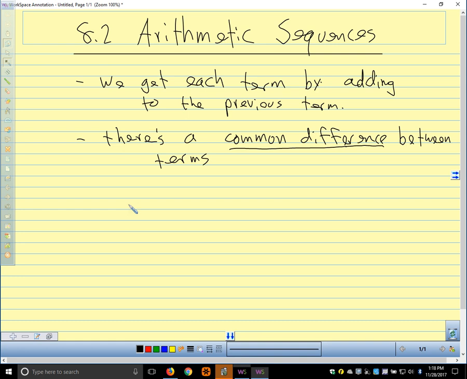So in symbols, we would say a sub n is a sub n minus 1, the previous term, plus some common difference. And the reason we call it the common difference is we could also write this, subtract a sub n minus 1 from both sides: a sub n minus a sub n minus 1 equals that common difference. So if we subtract any two consecutive terms, we get the same number every time. So that's why we call it the common difference.